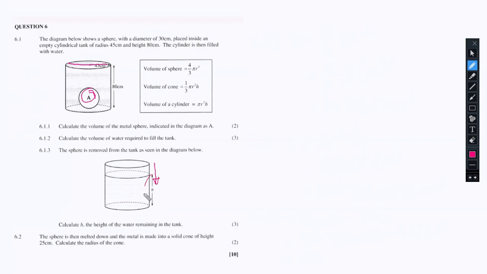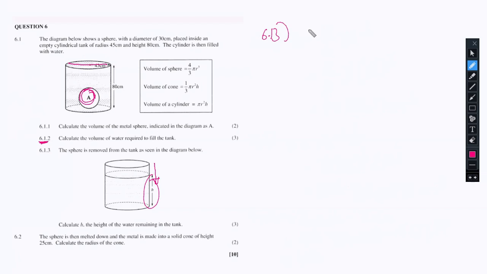Now they want us to calculate the height, but us removing this sphere does not affect the volume of the water, because the sphere does not contain water, right? So we are only taking out the sphere, and the volume of water will still remain the same. So we'll still have to use the same value that we got from 6.1.2 to calculate 6.1.3. So we are going to say calculate h, height of the water remaining in the tank.